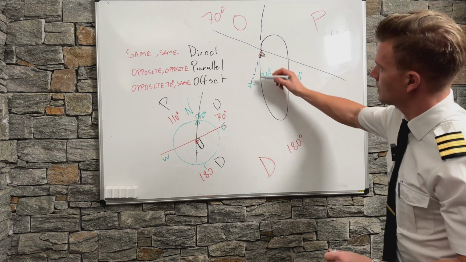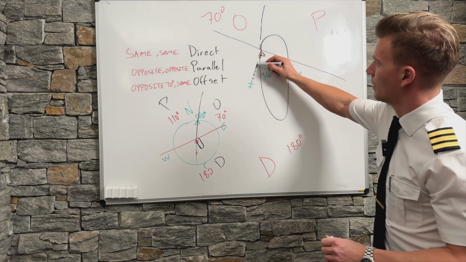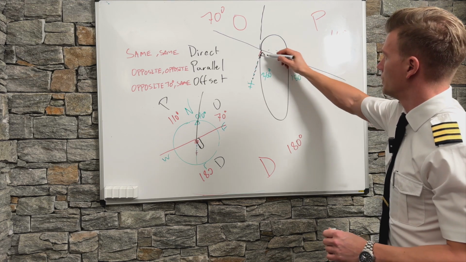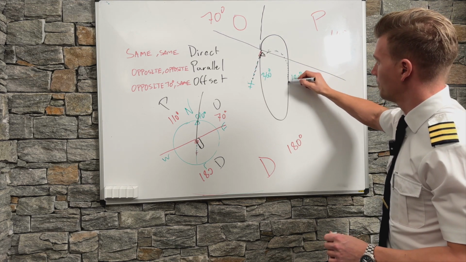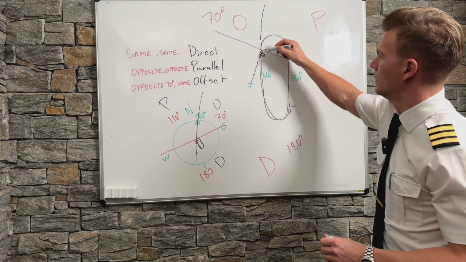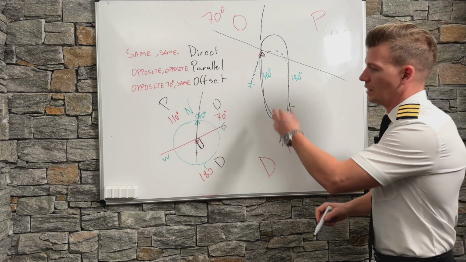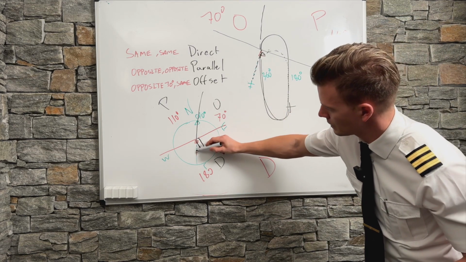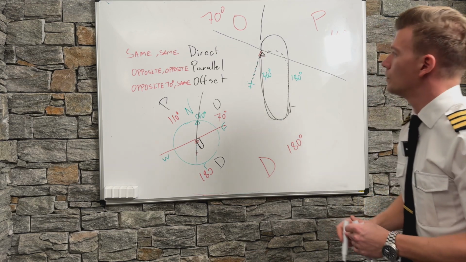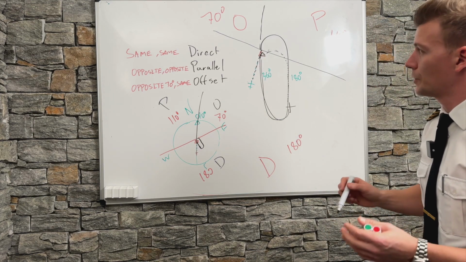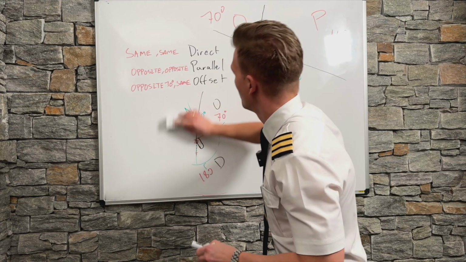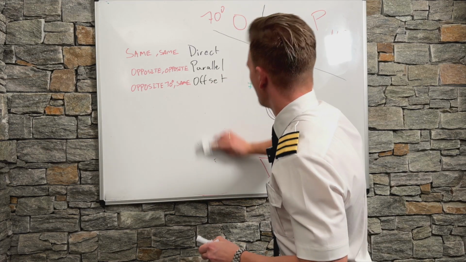So in this case, with the direct entry, you're going to fly to the fix, you're going to turn right to the outbound or the radial heading, fly 1 minute, after 1 minute turn right again to intercept the inbound. So in this case again it's going to be the same. So that's the direct entry. Now let's take a look at the parallel entry using the same method.